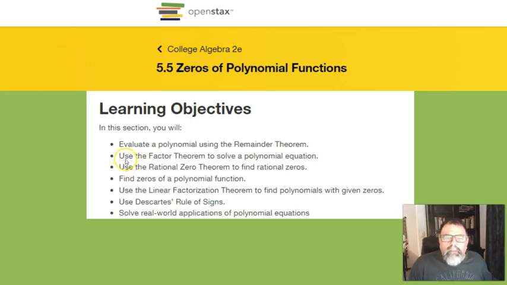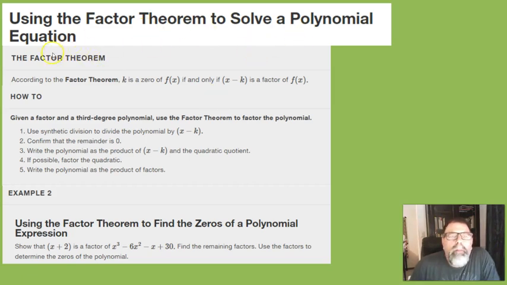Okay, our next learning objective: use the Factor Theorem to solve a polynomial equation. So what is the Factor Theorem? Well, it says that k is a zero of f of x if and only if x minus k is a factor of f of x. So if you plug in a value for x into f, so if you do f of k and that equals 0, then x minus k is a factor of the polynomial. So that's if and only if. So it works both ways.